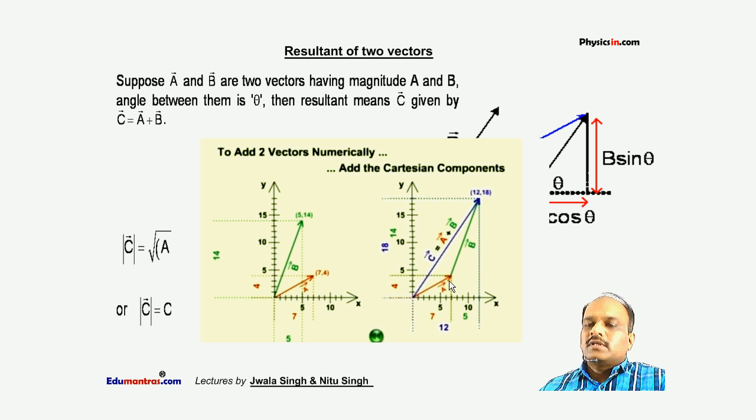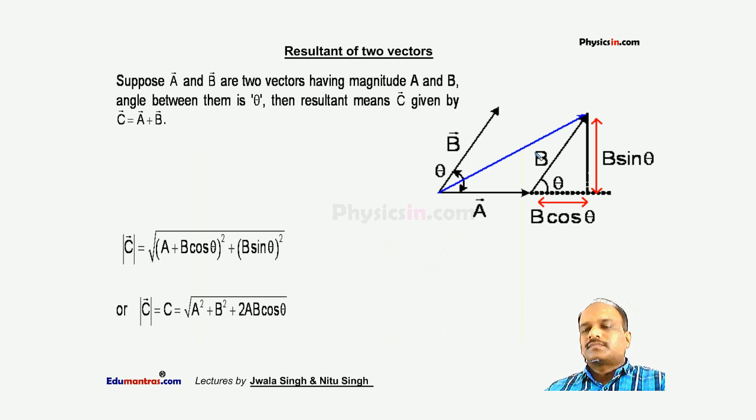So this is vector A, this is vector B. So these components, this is 7, this is 5, so it is equal to 12. So vector C is 12 i cap and 18 j cap. So this is the way to add the components of the two.